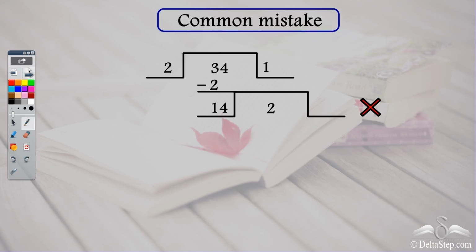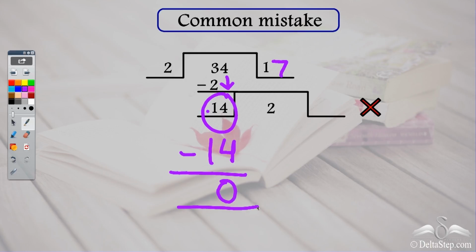But what are we doing wrong over here? This 14 is actually not the remainder of this division. We need to divide it further. Why? Because we have just taken down this 4. So now I need to divide this 14 by 2. I need to check how many times does 2 go into 14. It goes 7 times. So 2 into 7 is 14. Now I need to subtract to find the remainder, which is actually 0.